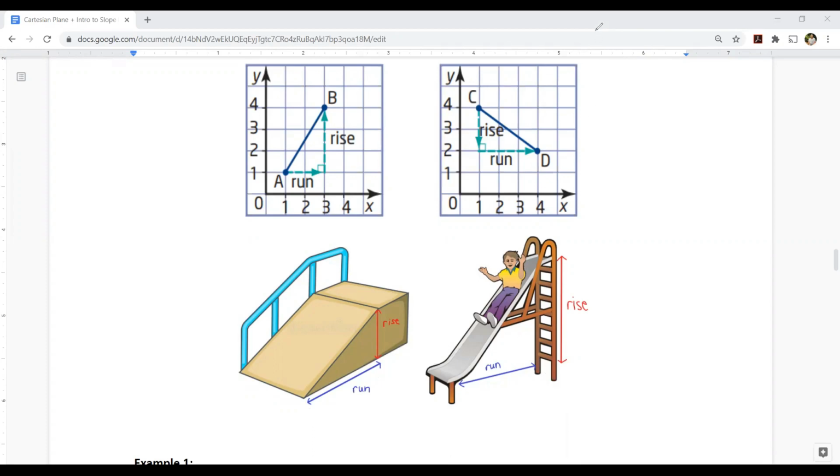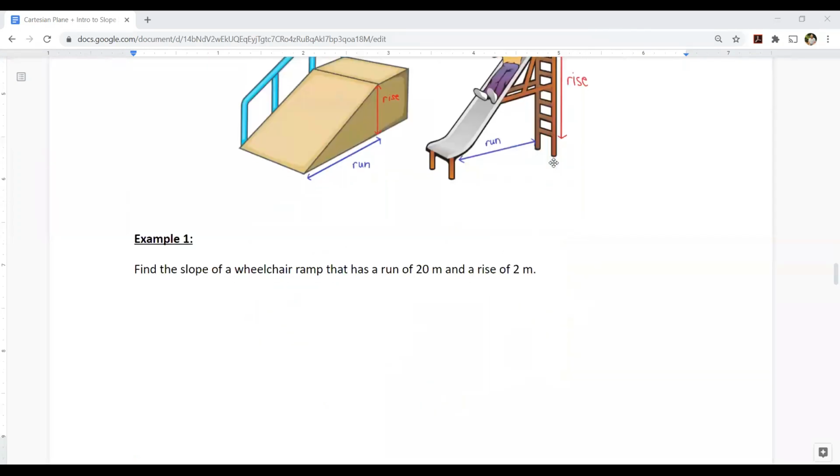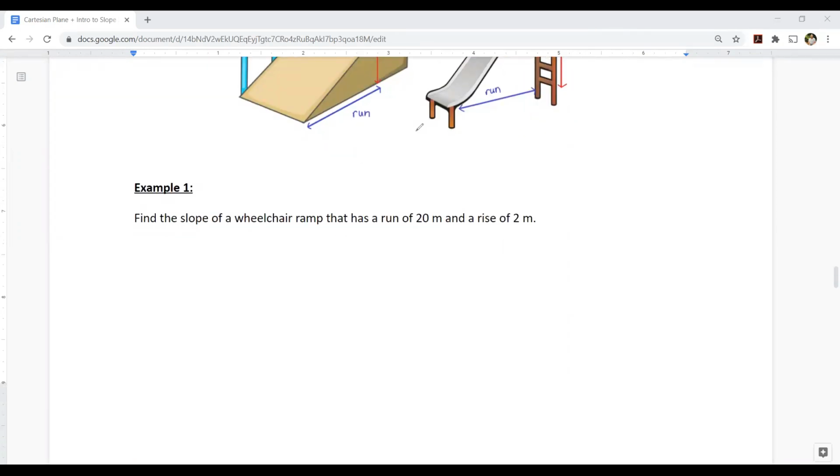So let's try example 1. Find the slope of a wheelchair ramp that has a run of 20 meters and a rise of 2 meters. Well, the first thing we could do is to write down the equation. So if you remember, m is equal to rise over run. And I'm just going to write here, again, when they ask for slope, what they're looking for is m.